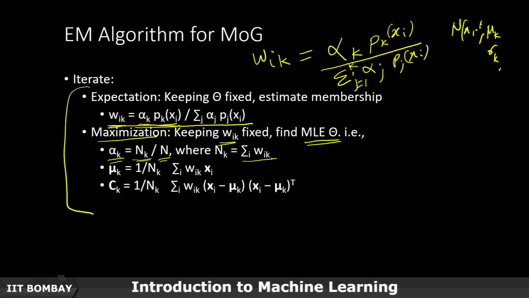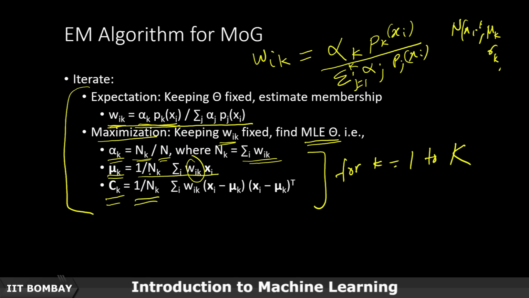So what is nk? Nk is the sum of all the weights of all the samples for this particular k, and we will do this for all k, for k equal to 1 to K. Then the mu that maximizes the likelihood is the weighted average of all the points, weighted by the membership to that particular Gaussian. And then the ck for each Gaussian is going to be the average over all these points of the covariance. So it's going to be xi minus mu k and xi minus mu k transpose, but again weighted by wik. Okay, so if we iterate over this, we will be able to find the alphas and the mu's and the ck's for the mixture of Gaussians.